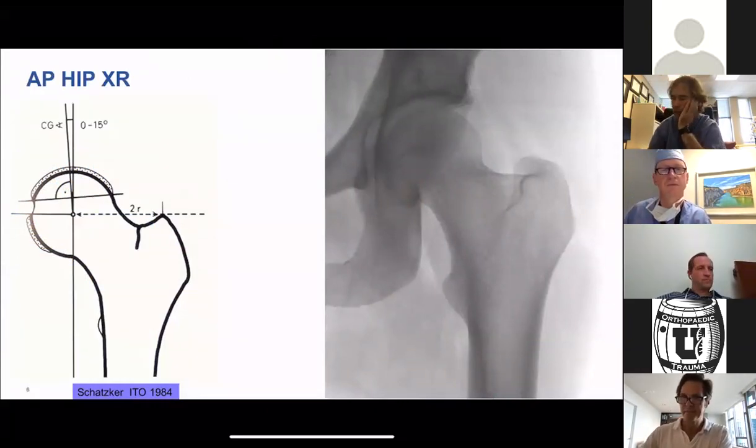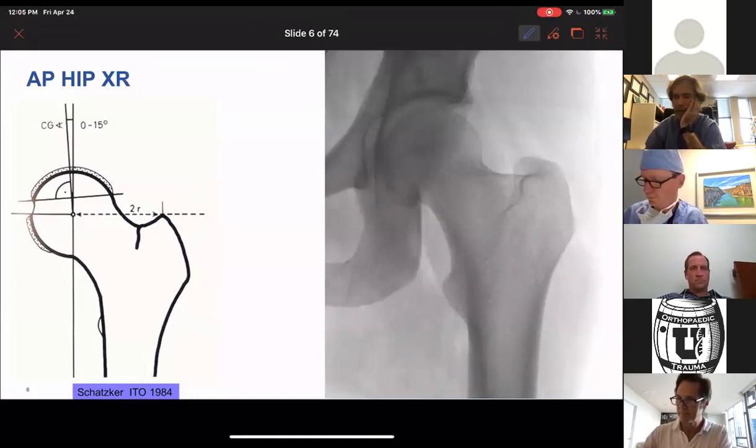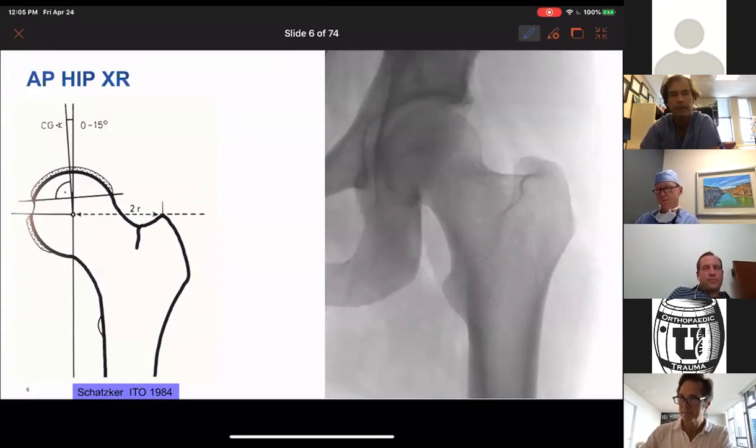So on the view to the left, what you see is an image from Schatzker's Intertrochanteric Osteotomy book in 1984. This was an AP of the hip, and it was meant to describe some of the particular relationships that you see when you're looking at an AP of the hip. So first, there is a particular relationship that you see between the tip of the trochanter and the center of the head. And in a patient who has what is considered normal varus valgus, then a parallel line drawn from the tip of the trochanter should intersect the center of the head. And that's what they're showing there in that diagram.